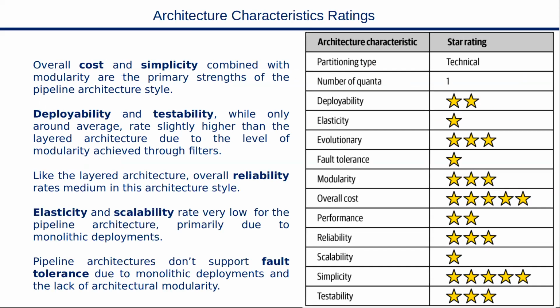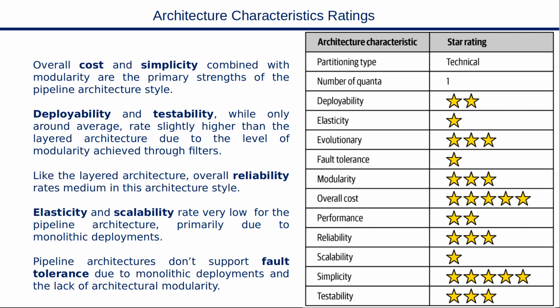Let's take a look at the architectural characteristics for the pipeline, or sometimes it's called, by the way, pipe and filter architectural style. So you can find both names with the same meaning. Pipe and filter or pipeline architecture, it's all about this one. So deployability, you see that it's not so good. Elasticity and scalability rate very low for the pipeline architecture, primarily due to the monolithic deployment. It's still a monolithic deployment. You will deploy it as a singular unit, so it will be hard to scale, and the elasticity will not be so good.